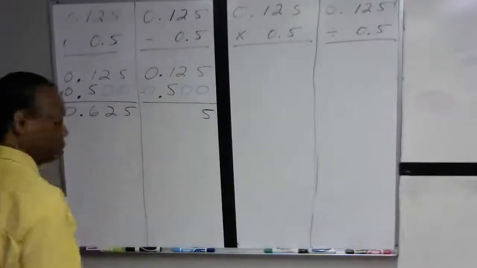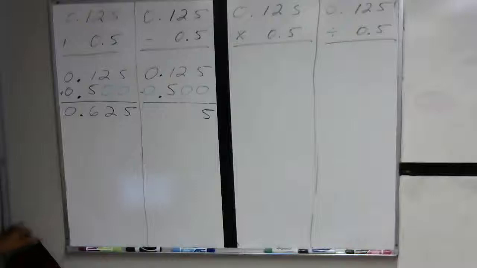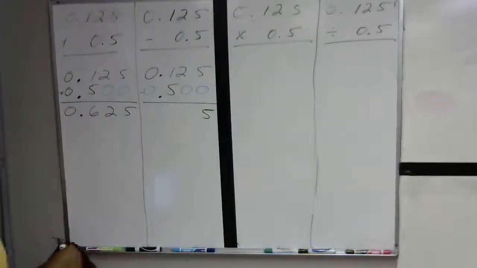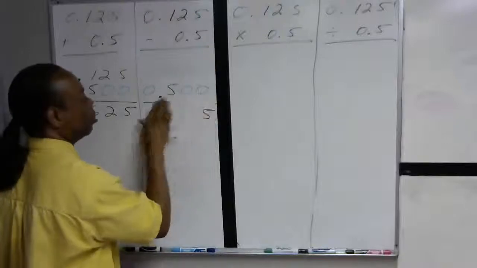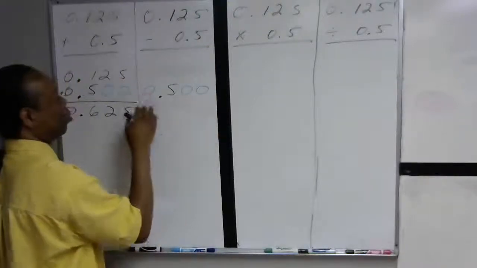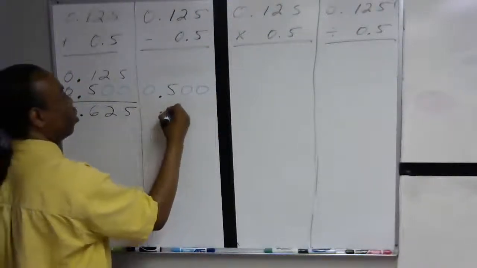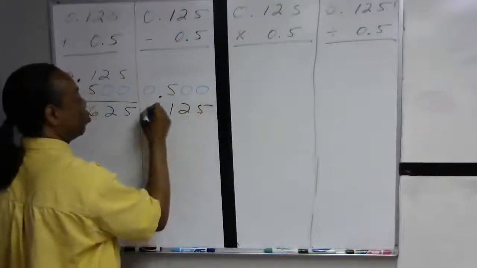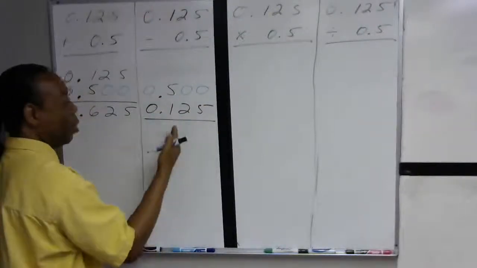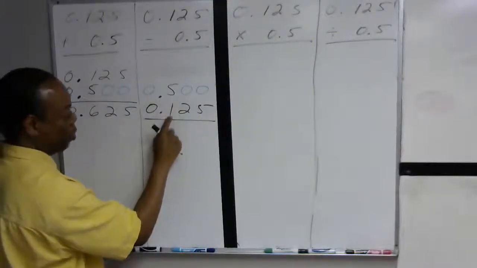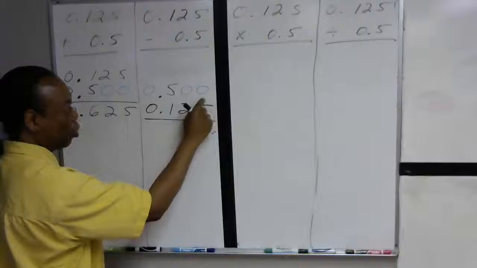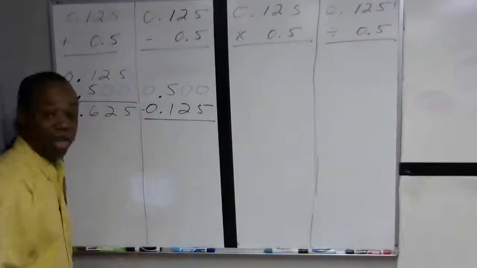So this needs to be flipped. Now we discovered this. Okay, so this needs to go below. So 0.125 goes below. Okay, now we can subtract. Because we have way more tenths here than we have here, we have to subtract in this order. The larger number goes on top. Now let's subtract.